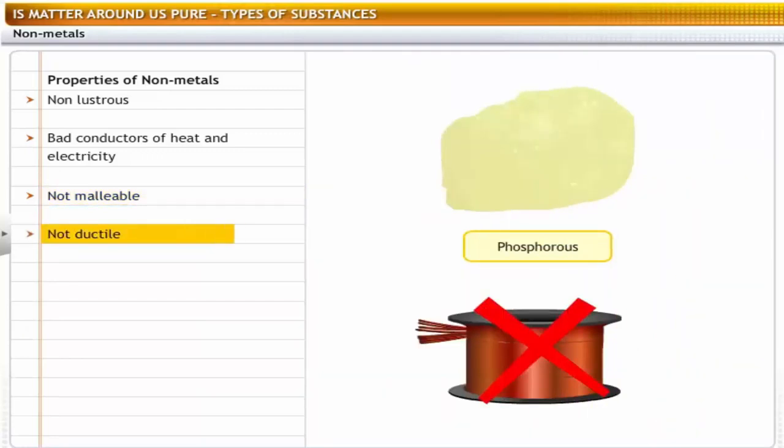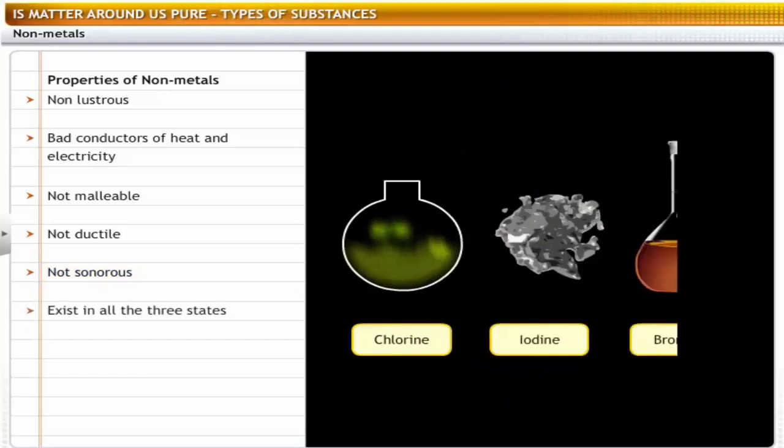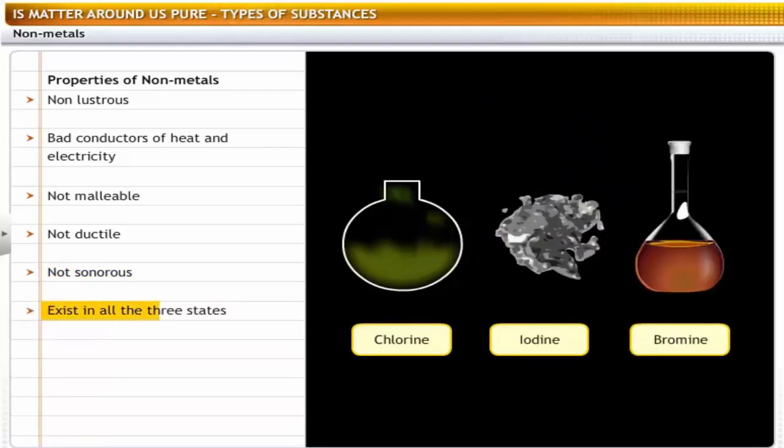Nonmetals are non-ductile. They cannot be drawn into wires. For example, phosphorus. They are not sonorous. When hit by any hard substance, they do not produce any sound. For example, carbon. Nonmetals exist in all the three states. Thus, 11 nonmetals are gases. Only bromine is a liquid, and the others are solids.